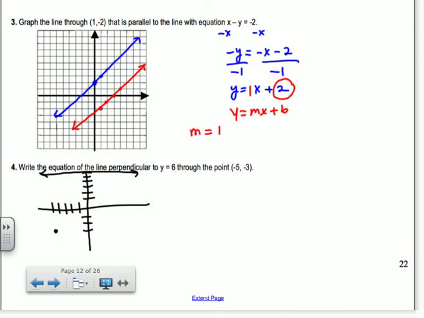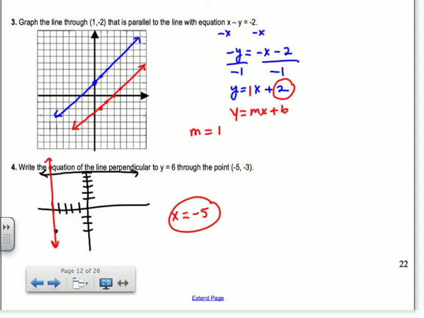So that means perpendicular is going to be vertical. Vertical lines are always x equals something. So in this case, it's x equals what? -5, right? All of them have an x value of -5. So here's the trick. If you see perpendicular to y equals 6, don't even sketch it out. Just look at the x value you have. So it's going to be x equals -5.